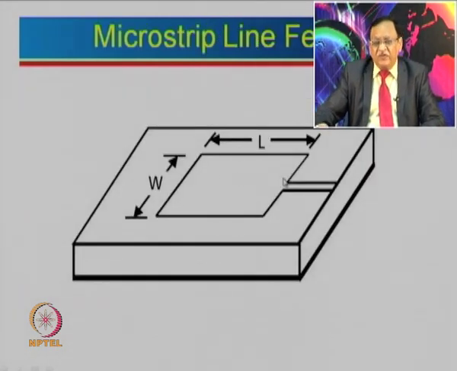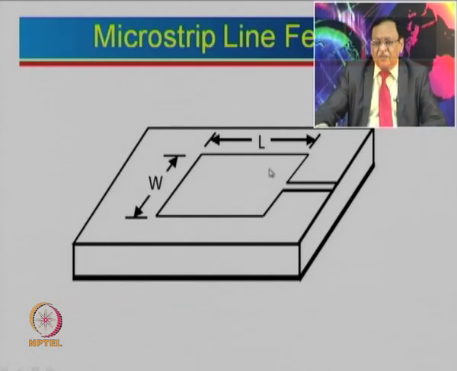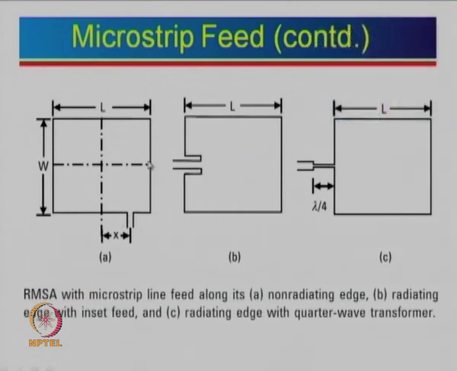Another type of feed is a microstrip line feed, where we connect a microstrip line to the patch. In fact, this type of feed is very, very popular, especially for arrays where we have n number of elements and we need to connect all those n elements. Most of the time a microstrip line feed is used for that purpose. There are some variations for this case. Instead of feeding along this axis, one can also feed along this one. We will see what the advantages and disadvantages are. And instead of feeding here, one can actually feed over here. This is also known as an inset feed.